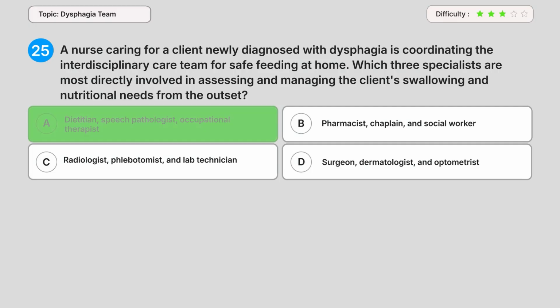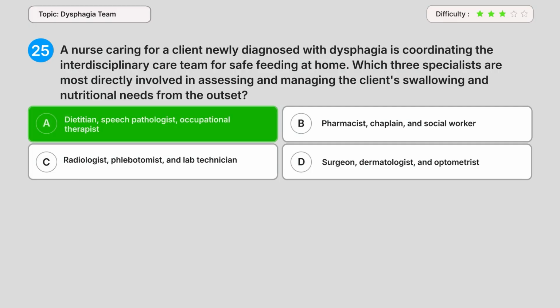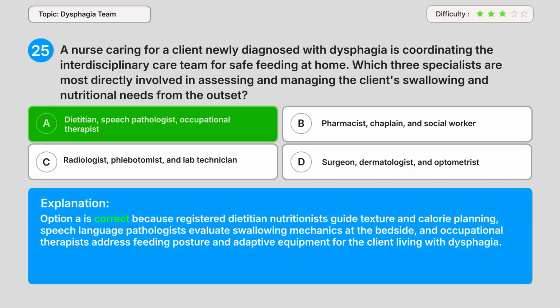Correct answer: A. Dietitian, speech pathologist, occupational therapist. Explanation: Option A is correct because registered dietitian nutritionists guide texture and calorie planning. Speech-language pathologists evaluate swallowing mechanics at the bedside, and occupational therapists address feeding posture and adaptive equipment for the client living with dysphagia.